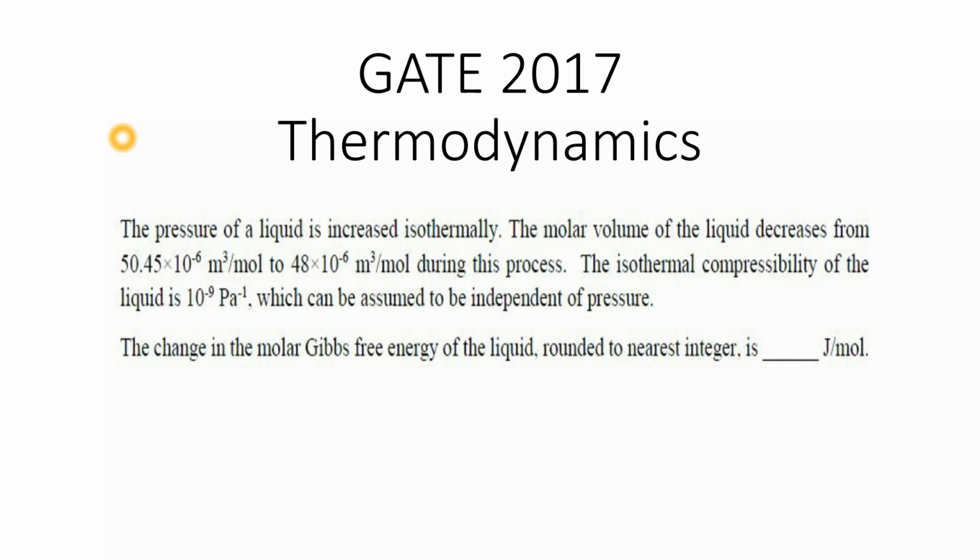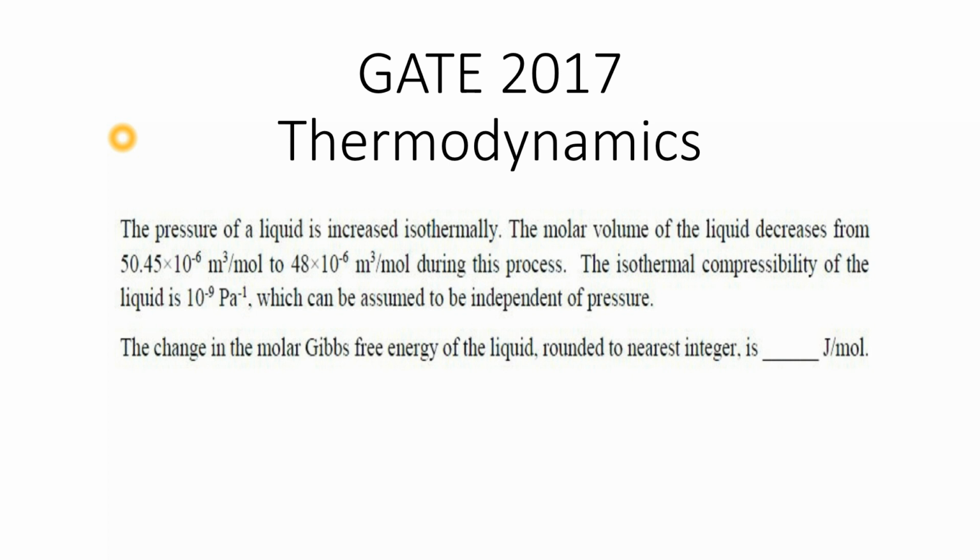So, our next question from GATE 2017 Thermodynamics. The pressure of a liquid is increased isothermally, right? The molar volume of liquid decreases from 50.45 × 10^-6 m³/mol to 48 × 10^-6 m³/mol during this process.